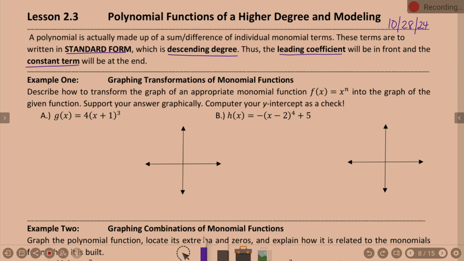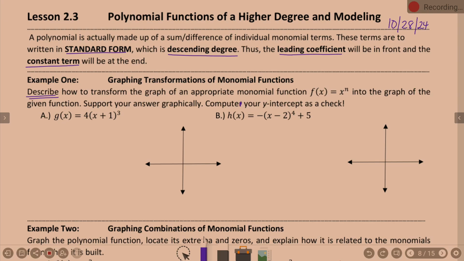In this first example, we're going to graph transformations of monomial functions. So describe, see the word describe there, yes. Describe how to transform the graph of an appropriate monomial function, f of x equals x to the n, into the graph of the given function. They ask us to support our answer graphically and to compute your y-intercept as a check.